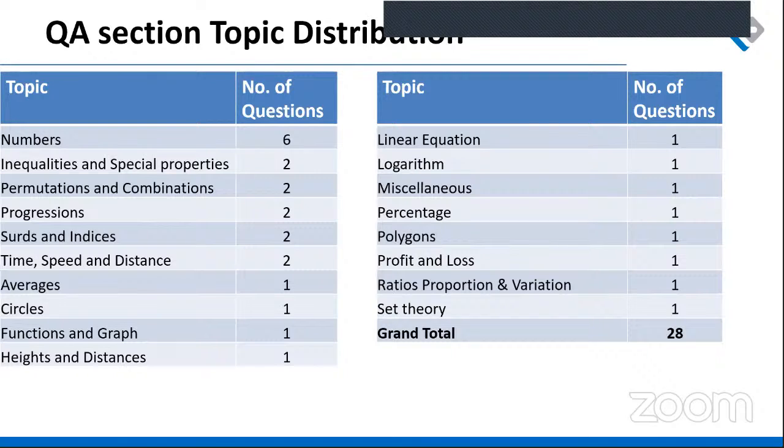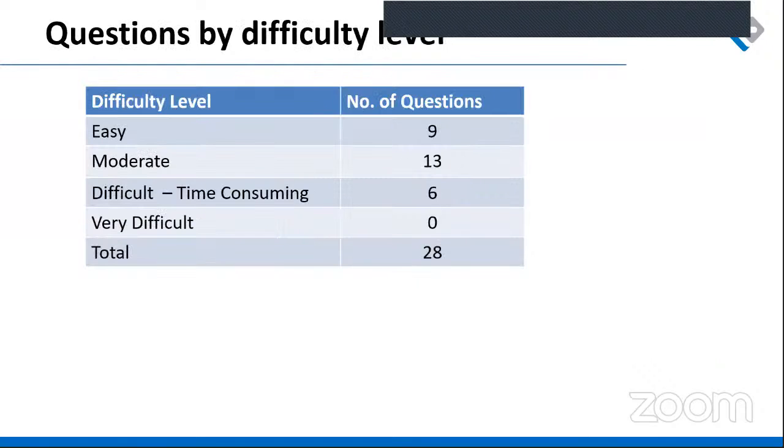Moving on to the mapping of the difficulty level. Out of the 28, 9 questions, somewhere around 32%, 1/3 of the paper, were easy questions. Easy, something standard which you can solve very fast. 13 questions, a little less than half, 50% of the paper, was moderate. Only around 22% of the paper was difficult or time consuming. 6 questions were difficult or time consuming out of the 28.